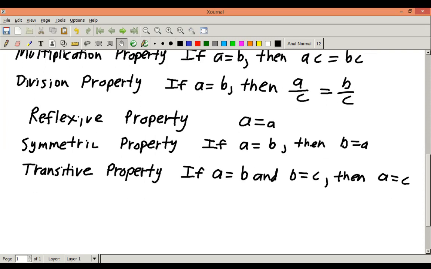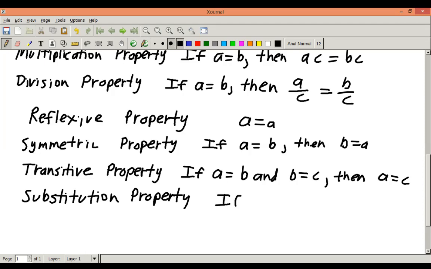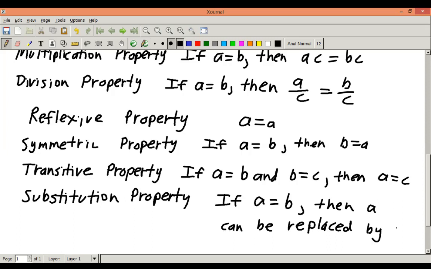So those are, oh, there's one more, sorry, the substitution property. It says if A is equal to B, then A can be replaced by B. So in other words, if two things are equal, they can replace each other.